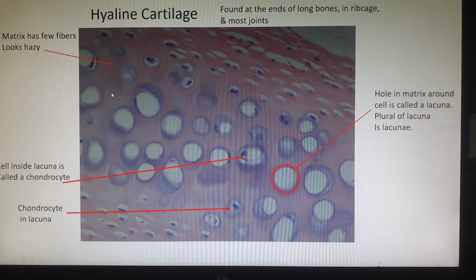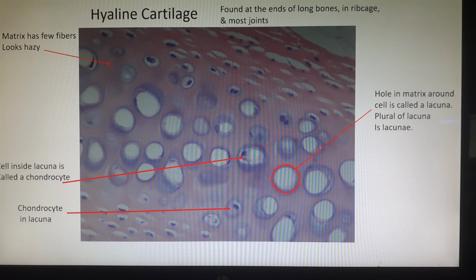You don't really see individual collagen fibers, although they are there, but they don't stain darkly. So it's just going to have a pink or purple-ish hazy background around the cells. Okay, so that's cartilage number 1, hyaline cartilage. On the test, you must tell us what kind of cartilage. If you just put cartilage, it will be counted wrong.